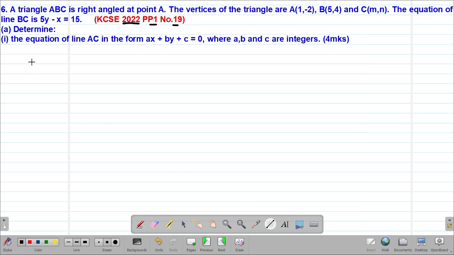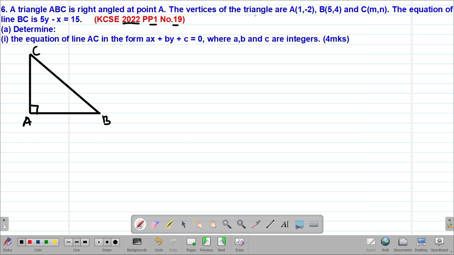Therefore, I'll draw a triangle ABC which is right angled at a given point A. Assuming that this is my triangle ABC, it is right angled at this particular point, which is the point A. Then, of course, this will be point B. Then we also have another point C.